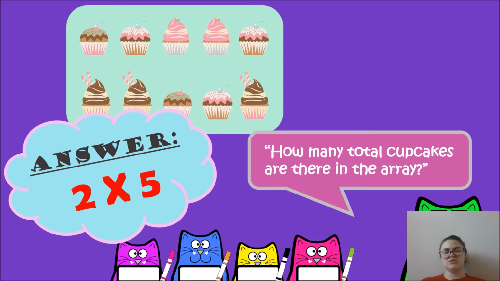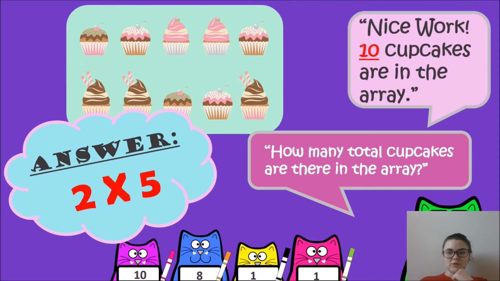How many total cupcakes are in the array? If I have 2 by 5, my answer would be 10. Nice work! 10 cupcakes are in the array. I hope you got it right. I see that the purple cat did.